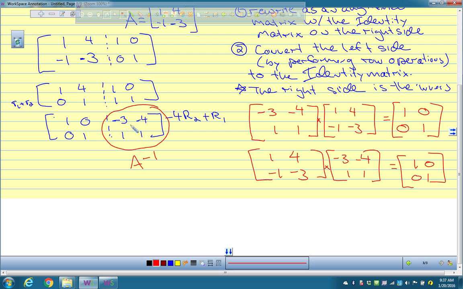How did I get negative 3 here? Okay? Because I took the bottom row and multiplied it by negative 4, because my goal was to get rid of this 4 up here, to turn it into 0. So when I take 1, I have to multiply everything in this row by negative 4, right? So negative 4 times this is negative 4, plus 1 is negative 3. And negative 4 times this makes negative 4, and negative 4 plus 0 gives you negative 4. You down with that? Okay.